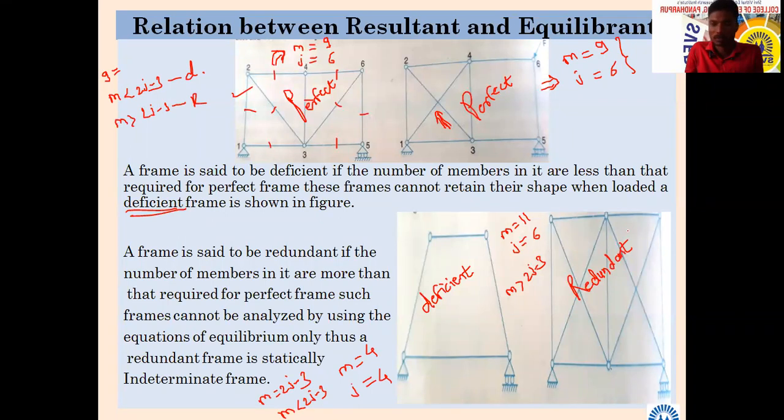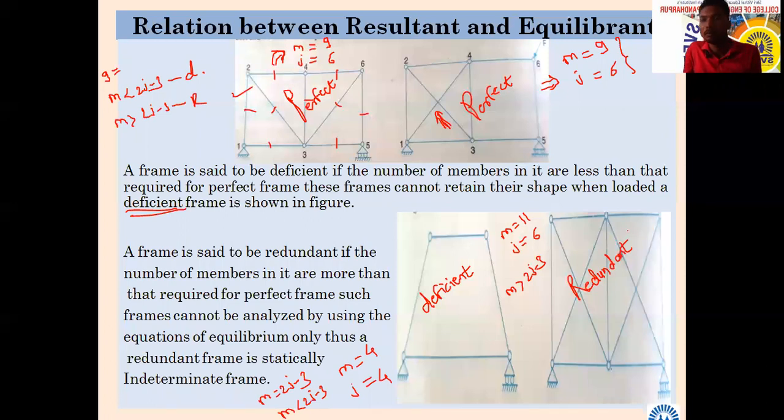Which is the equation on which we decide? m is equal to 2j minus 3. What does m stand for? Number of members. Not member only, number of members. And what does j stand for? Number of joints.